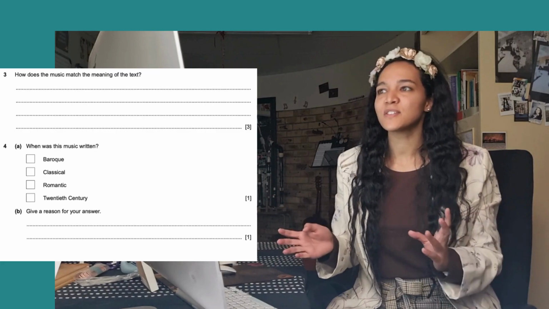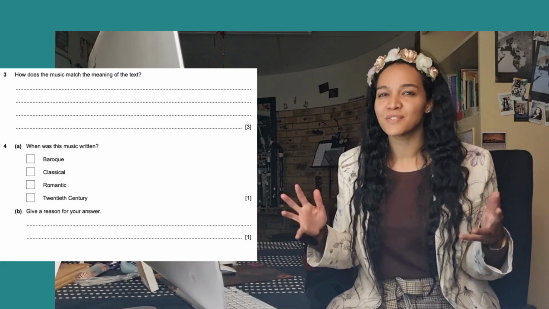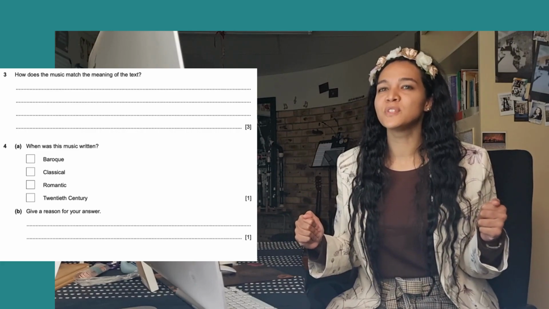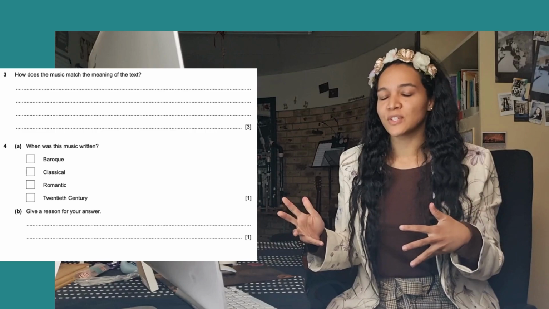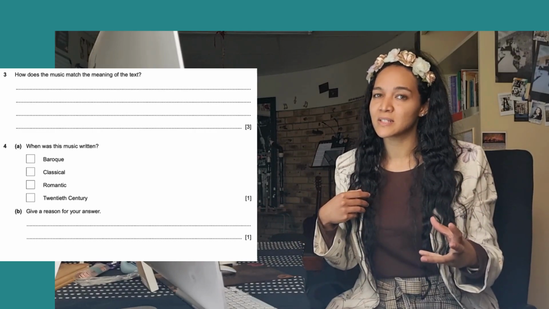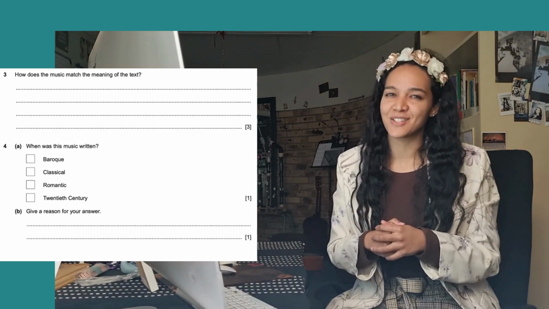Question 3, how does the music match the meaning of the text? So this is a very interesting interpretive style type of question. Of course, we need to get it right, but anything that you do say that makes musical and logical sense in terms of how the music will match what the English lyrics are telling us, you should be able to get your marks there, and we'll look right into it after we listen to the extract.